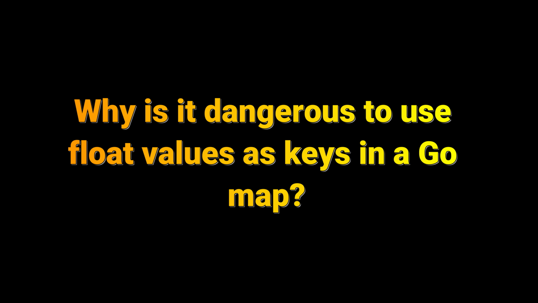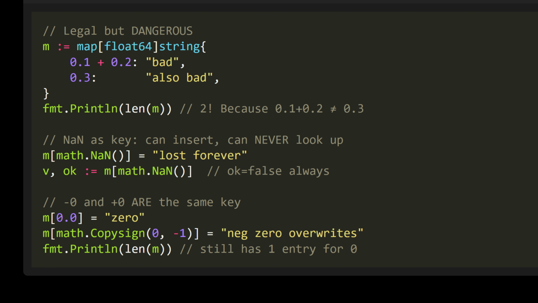Question: why is it dangerous to use float values as keys in a Go map? It is dangerous because float numbers are not always equal when they look the same. For example, 0.1 plus 0.2 is not exactly equal to 0.3, so the map treats them as two different keys and stores two entries. NaN is even worse because you can add it as a key, but you can never find it again, since NaN is never equal to itself. Also, +0 and -0 are treated as the same key, so one can overwrite the other. Because of these problems, floats should not be used as map keys in production code.